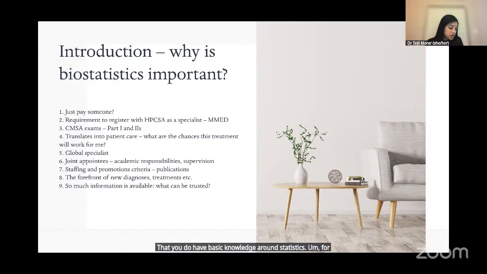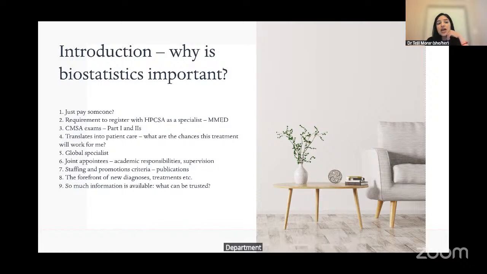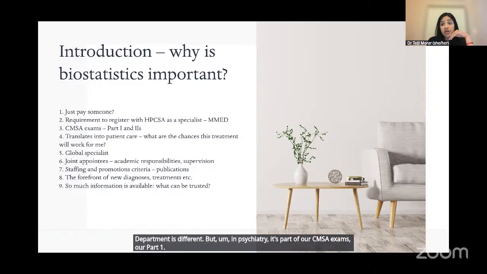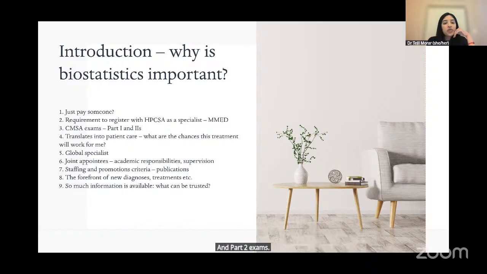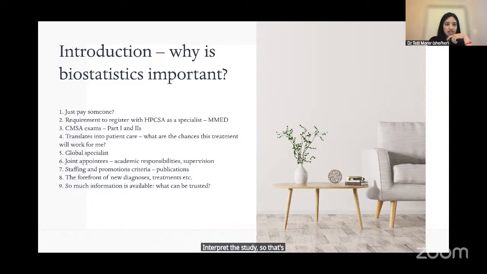For us, I know each department is different, but in psychiatry it is part of our CMSA exams, our Part 1 and Part 2 exams. We often get questions. They might be multiple choice questions or even OSCE questions on interpreting the study. So that's why it's important as well.